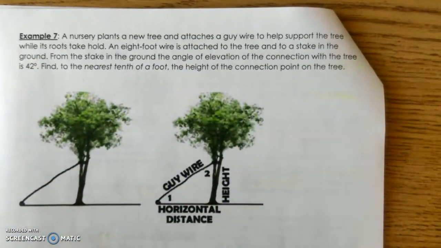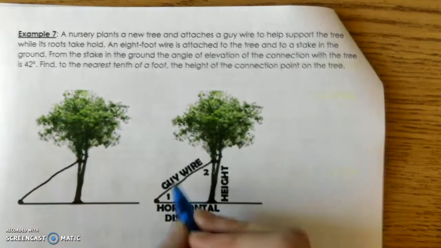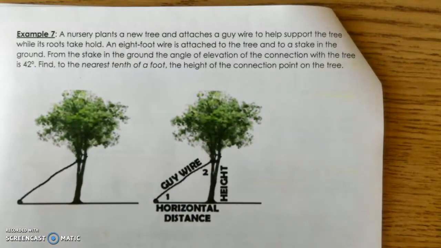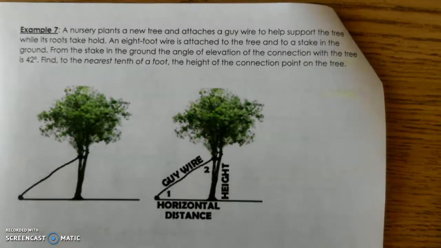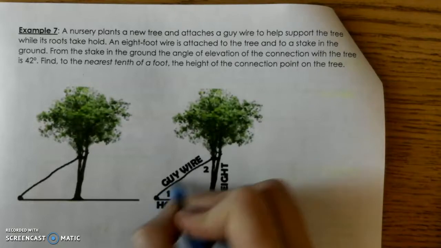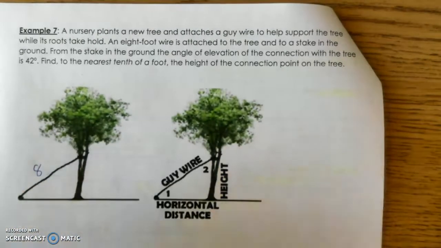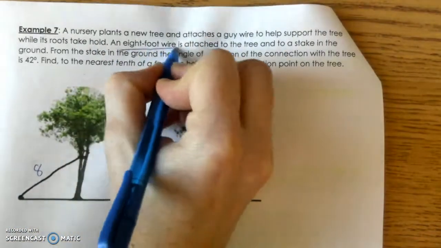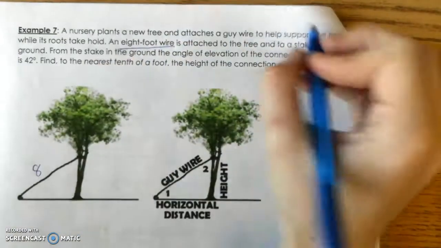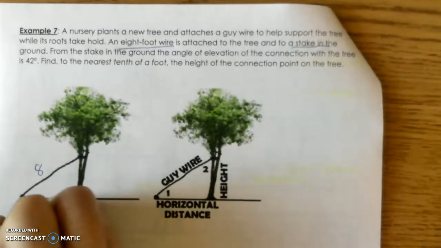A nursery plants a tree and attaches it to a guy wire, which is like this right here, to help support the tree while its roots take hold. An 8-foot wire is attached to the tree. So we know that this wire is 8 feet. 8-foot wire is attached to the tree and to a stake in the ground, right? Here's my stake right here.